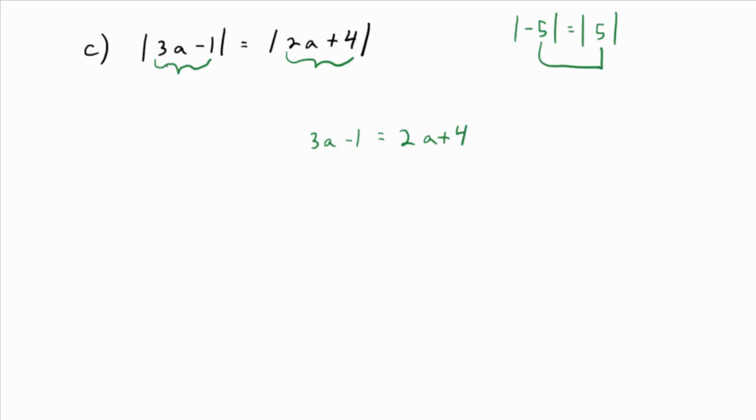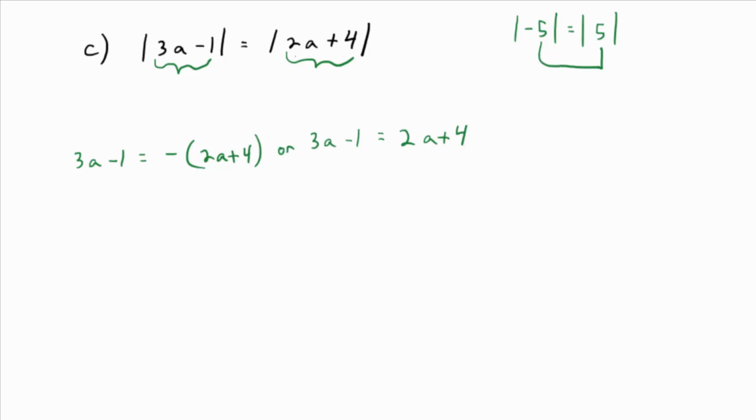So isn't it possible, and this is the only other possibility, that 3a minus 1 and 2a plus 4 are opposites of each other? So that's the other equation that you write down. 3a minus 1 is the opposite of the quantity 2a plus 4. So these are the two equations.